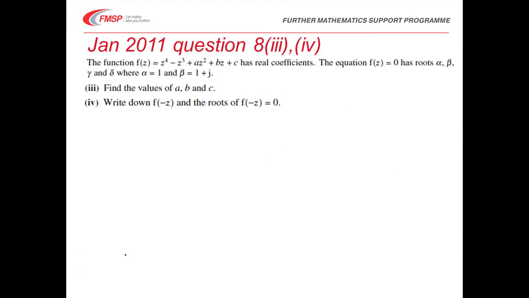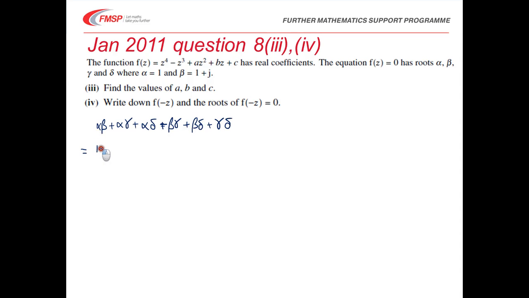Then we've got to find the values of a, b and c, and there are 2 obvious methods for this. The first one is continuing with the theme from part 2 of looking at the coefficients and the combinations of the roots. So we'll do that method first. We've looked at the sum of the roots, so now we're going to look at the sum of the product pairs. Alpha beta plus alpha gamma plus alpha delta plus beta gamma plus beta delta plus gamma delta. And we work those out.